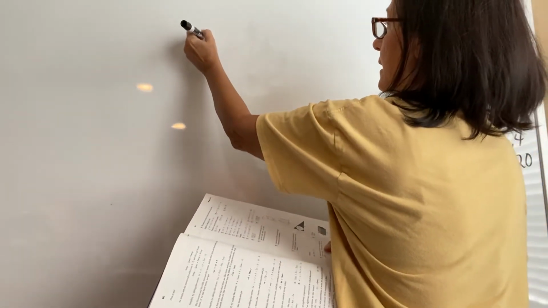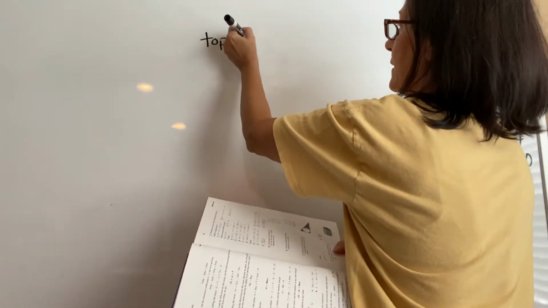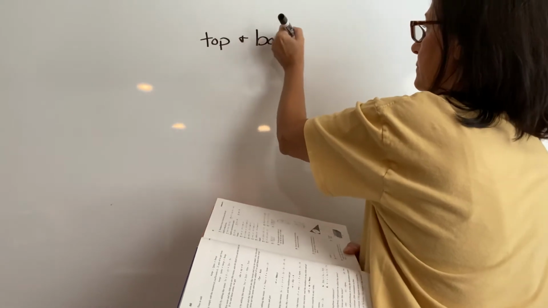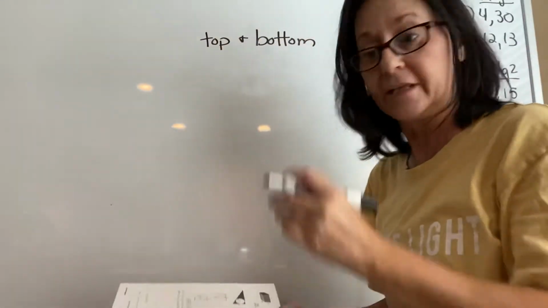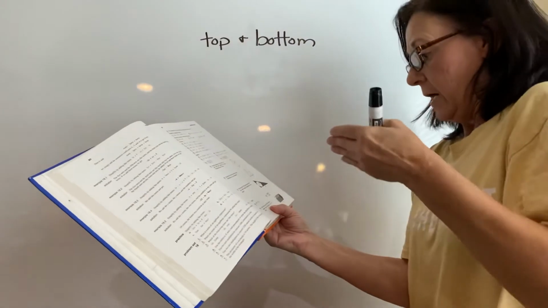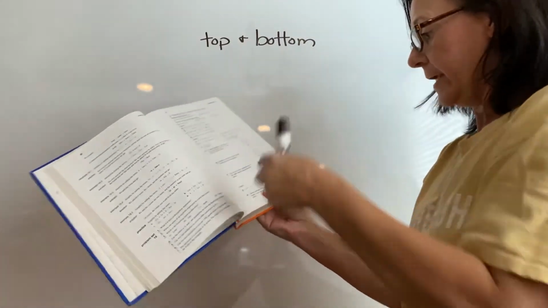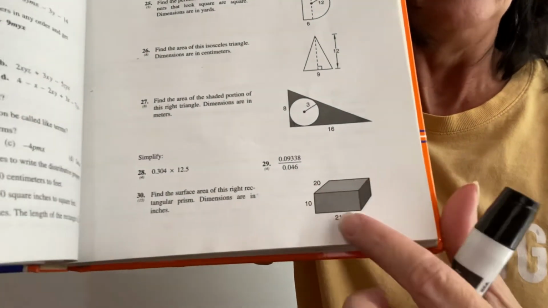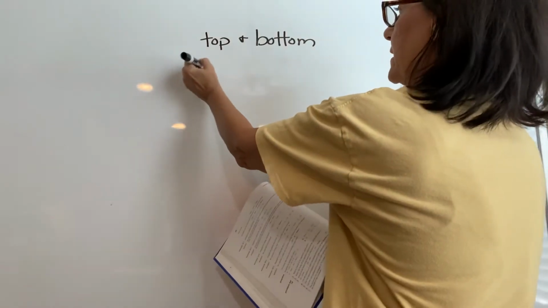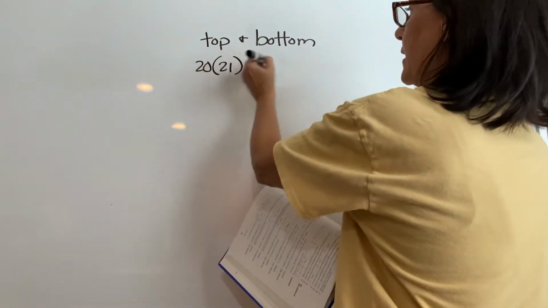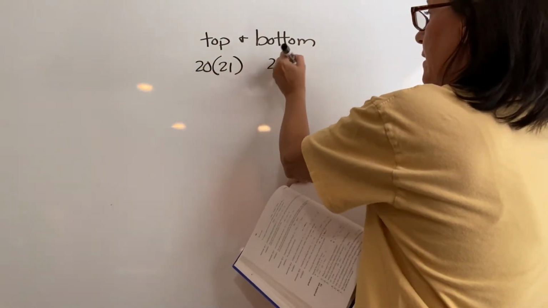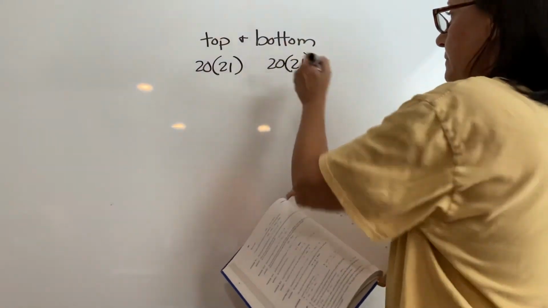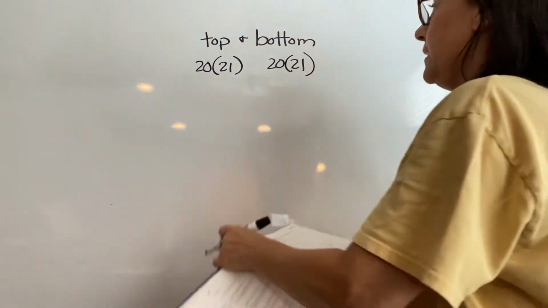All right, number 30 was a surface area problem, and we have a rectangular prism, so we have 6 sides, all right? Let's look at the top and the bottom. Those two sides are going to be the exact same dimensions. So the top is 20 by 21. The bottom is going to be 20 by 21.